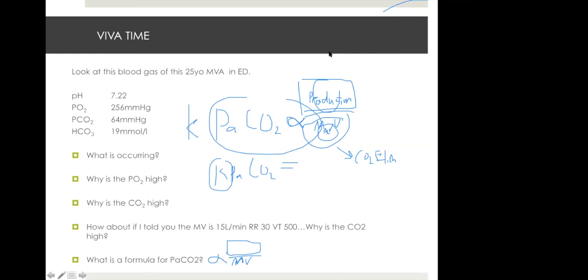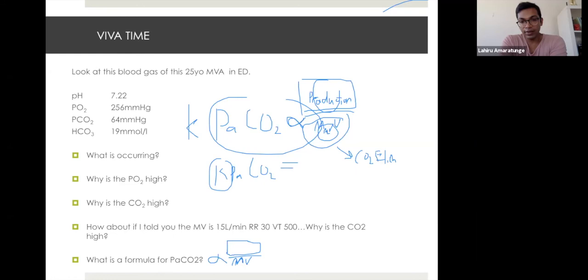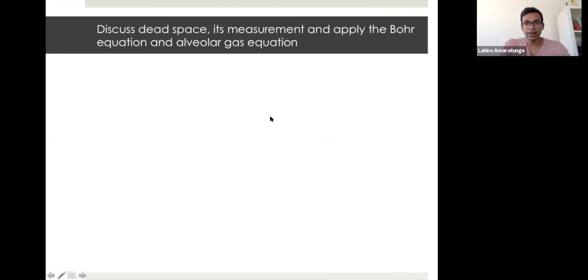I have a question. Just with the second last point where you're saying, why is the CO2 high? You said you may have ventilation, but not perfusion. So that's VQ mismatch. Is that correct? It's all levels of VQ mismatch, but let's say that's going to be dead space. Dead space. Okay.